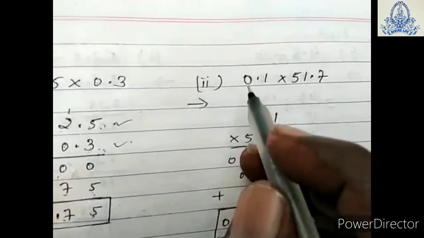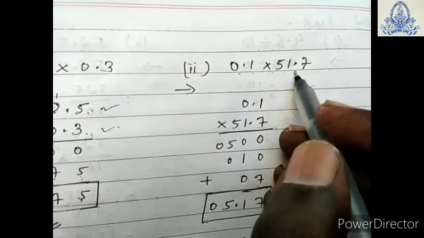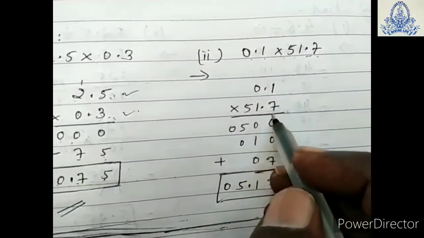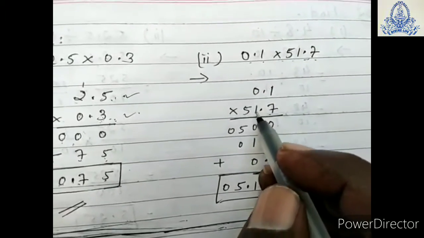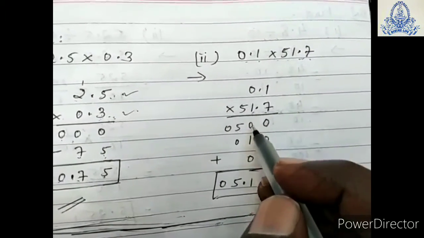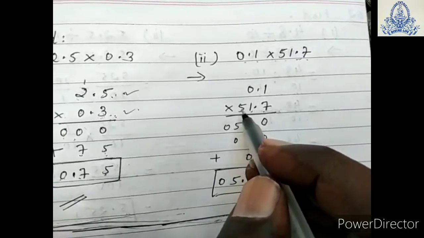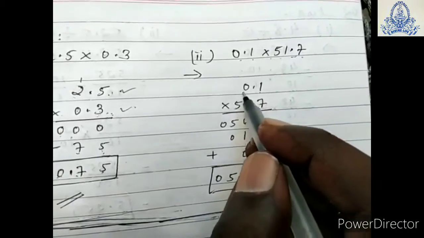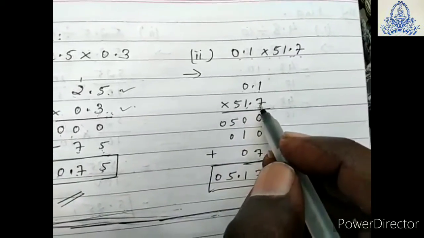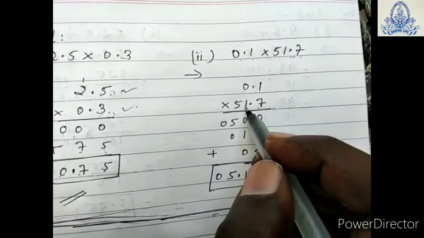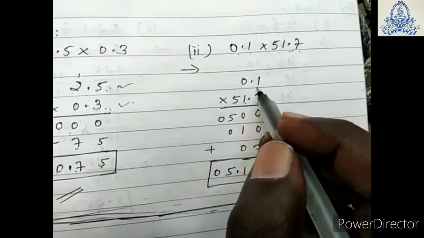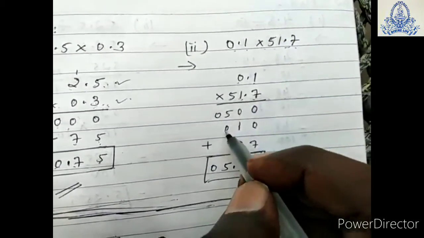Same way, question number 2 we will move on to, students. Question number 2 is given 0.1 multiplied by 51.7. Same method we will follow. Both 0s we will take, of 0 7 and 0 1. I am starting with the 5. 5 1 is 5, 5 0 is 0. Now I am taking the 0 of 7. I will multiply with 1. 1 1 is 1, 1 0 is 0.